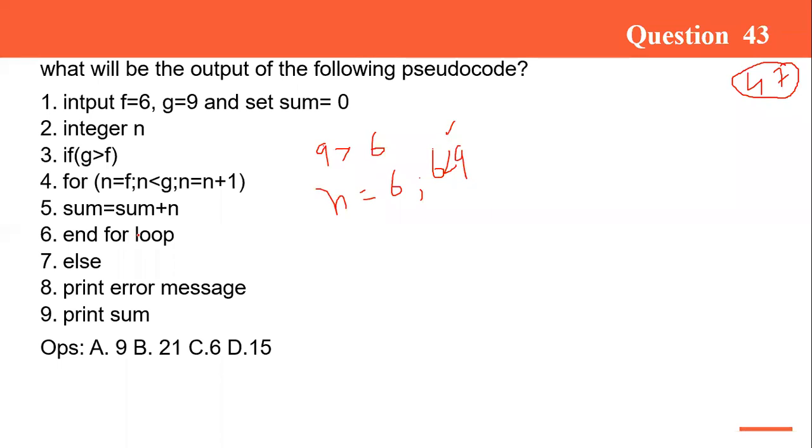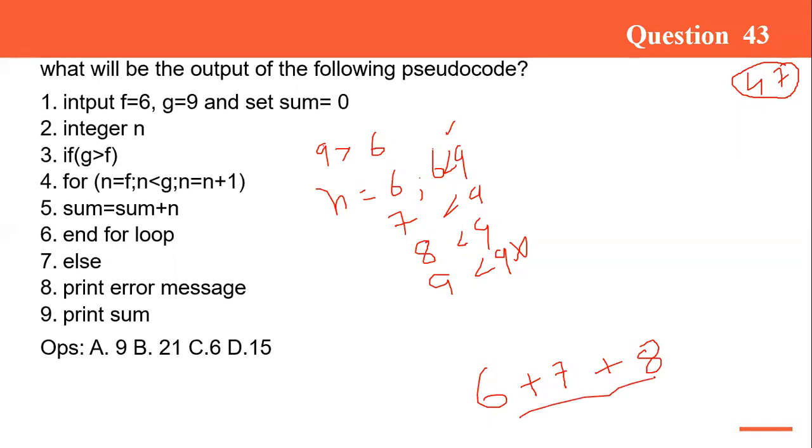The n value we are adding. Sum was 0, now it will become 6. Then after that, it goes back. n equal to n plus 1. n will become 7. 7 less than 9, true. 7 will be added to the 6. Then n becomes 8. 8 less than 9, true. 8 will be added to the sum. Then n becomes 9. 9 less than 9 is false. As it is false, it will terminate. Now it comes out of the loop and prints the sum. What is the sum of 6 plus 7 plus 8? 21. Perfect. I guess it's a repeated question and everyone got it correct. 21 is the answer.